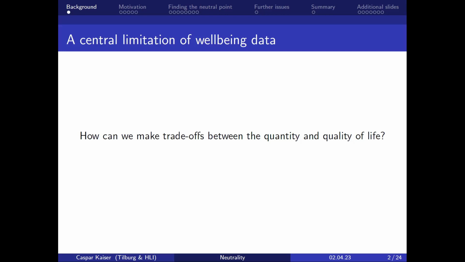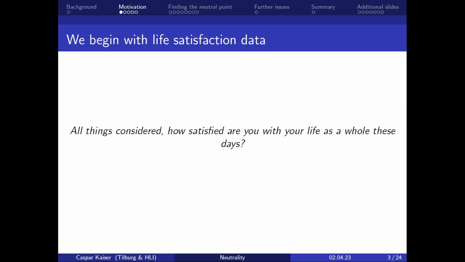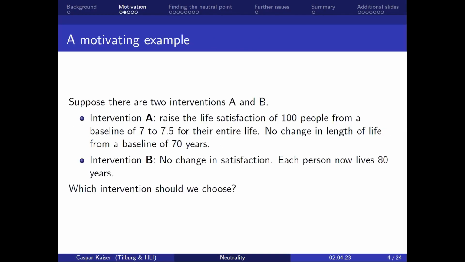Now, the problem with this is that we will then exclusively make our choices on the basis of the quality of life. But at least on one plausible moral theory, what we should also care about is the quantity of life, or how long we live. And with the current well-being data, we essentially have no way to make trade-offs between the length of life, or the quantity of it, and its quality. The reason for that is essentially because we don't know the location of what might be called the neutral point.